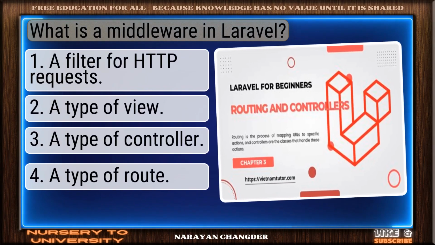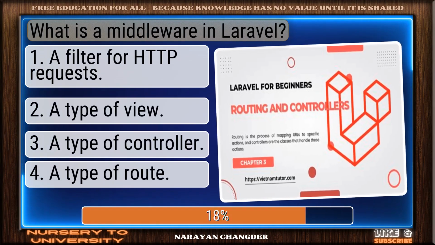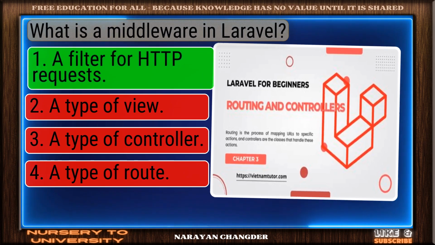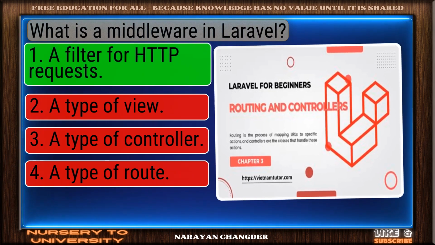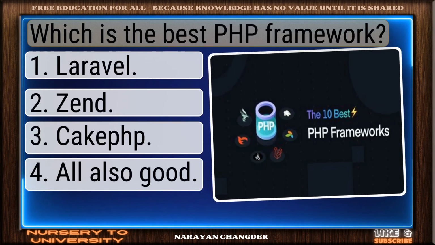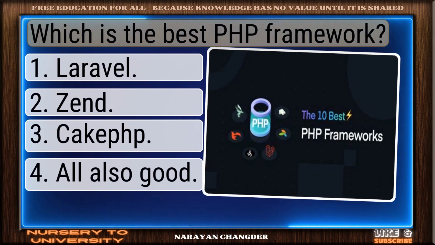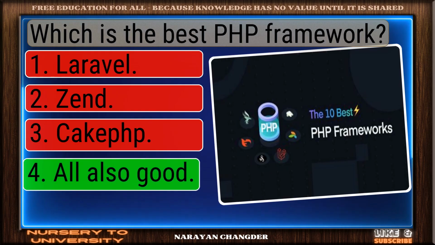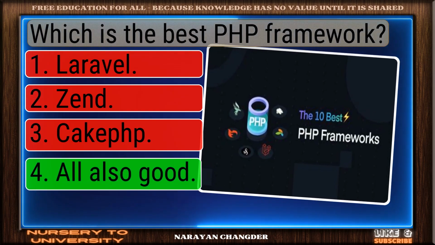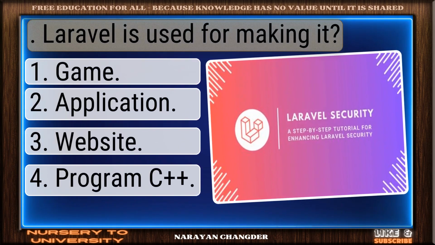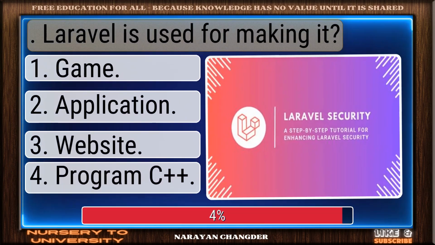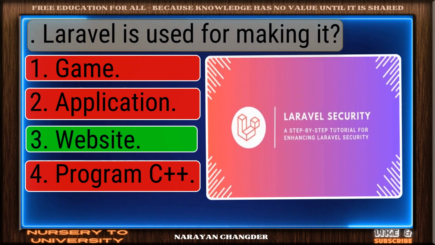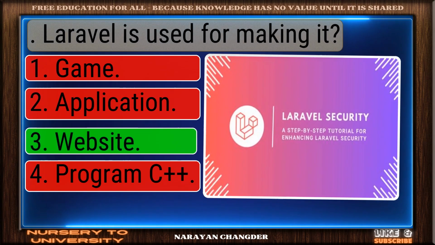Question number 59. What is a middleware in Laravel? Nice selection. A filter for HTTP requests is the correct and valid answer. Question number 60. Which is the best PHP framework? Nicely done. All are good is a solid answer. Question number 61. Laravel is used for making it. Good thinking. Website is the right answer.